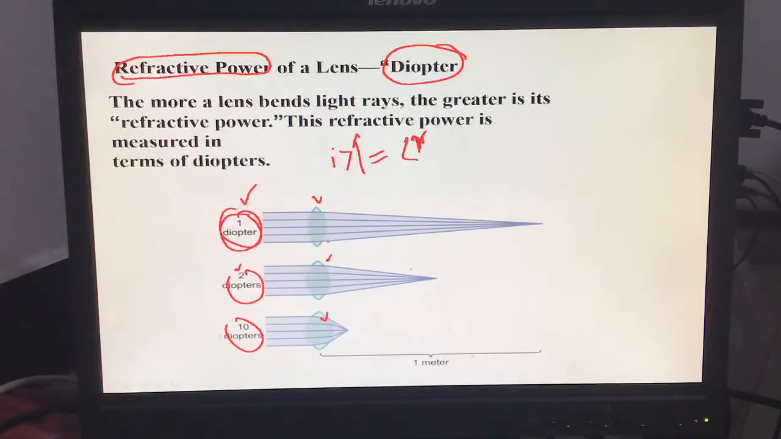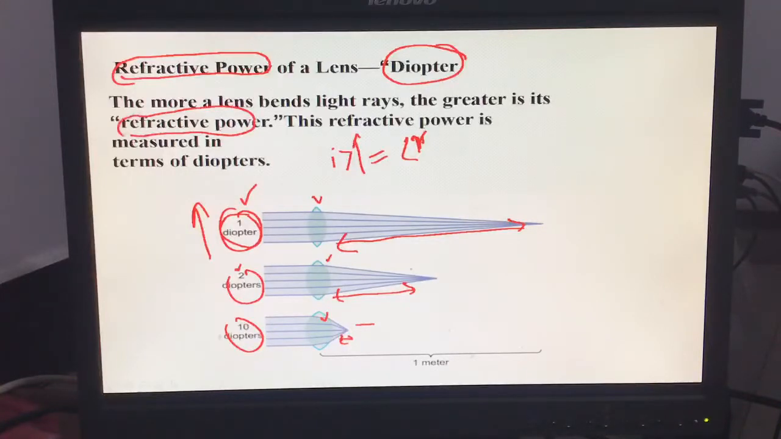You can see here the light ray, if the power is less, the light ray focuses at a much farther distance from the lens. The image formation is a bit closer to the lens, more closer to the lens, you can see it here. So if you increase the diopter, it means you're increasing the refractive power.